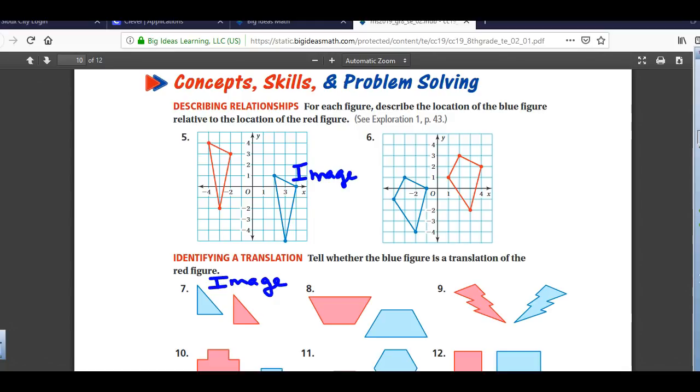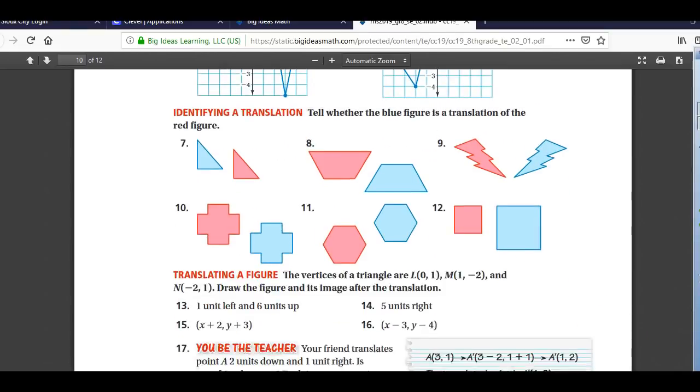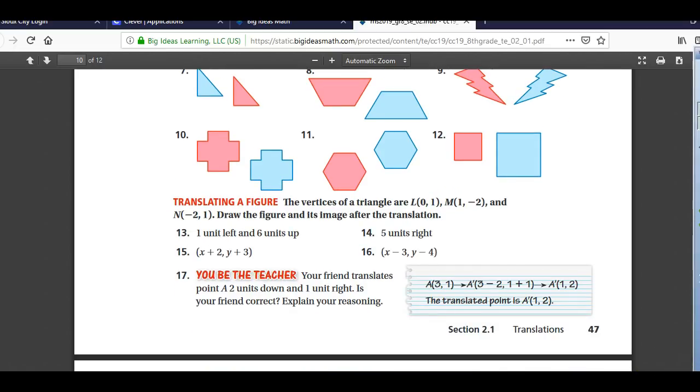13 through 16, it says the vertices of the triangle are... Okay? And it's asking you to translate it 4 different times. So you're going to end up having 5 triangles if you graph each of these triangles on the same coordinate system or graph paper. And then number 17, obviously I like you to do some backwards thinking, try and be the teacher, so see what you make of that. Is your friend correct or not?